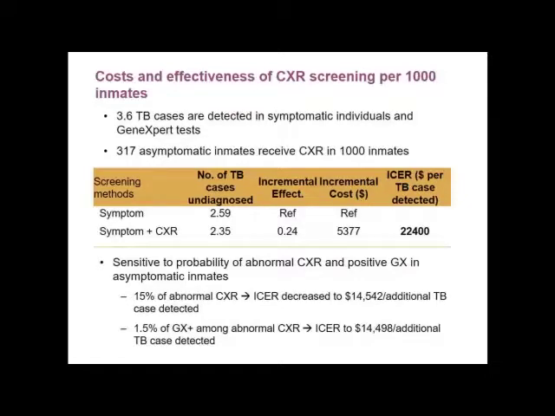So this allows us to detect 0.24 more TB cases based on X-ray screening at a total incremental cost of $5,377. This is the unit cost of X-ray per additional TB case detected using X-ray, at around $22,400. The results would be sensitive to the probability of abnormal X-ray and the proportion of GeneXpert tested positive, along with other parameters.